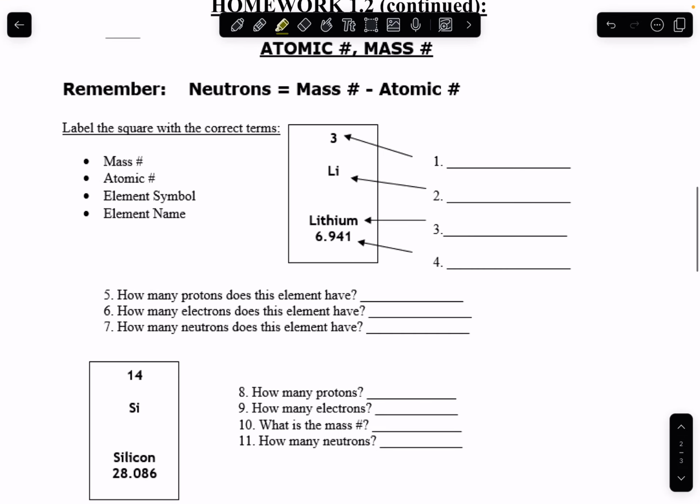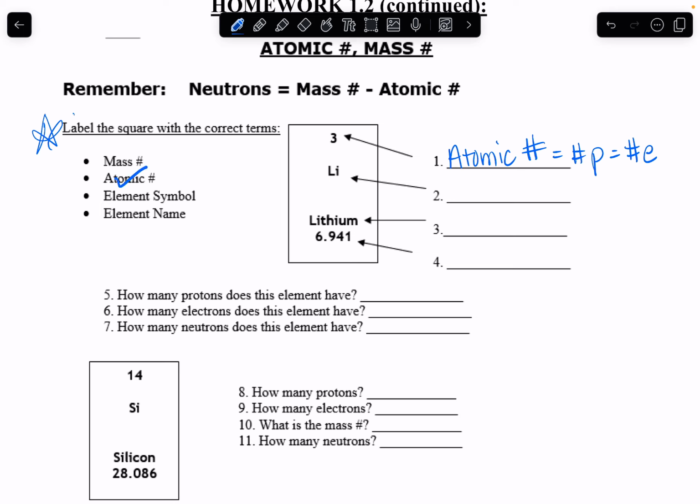All right, the backside. So this is what your atomic symbols look like. You want to label the square with the correct identification. So the top number, or the top thing up here, is going to be your atomic number. Remember, that's equal to the number of protons, which is also equal to the number of electrons in a neutral atom. Okay? So that covered the atomic number.